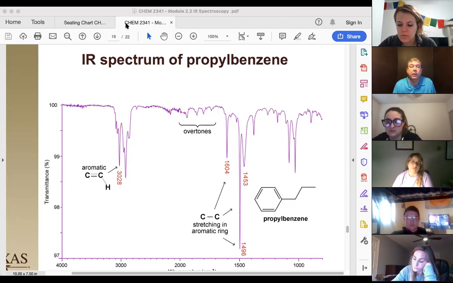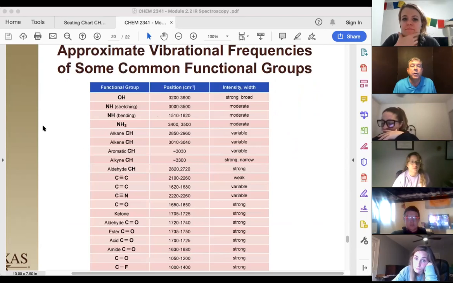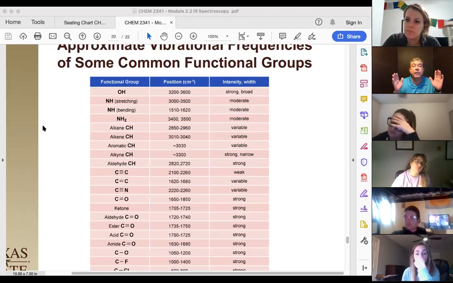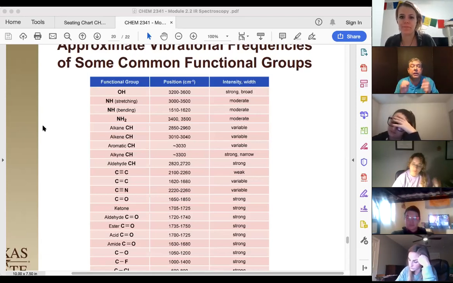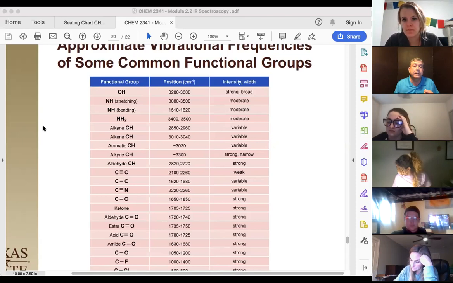Okay, so let's talk about intensity. I told you intensity has to do a lot with the polarization of the bond. The more polarized the bond is, the more likely it is to absorb energy. So let's look at that as a function of the different functional groups.